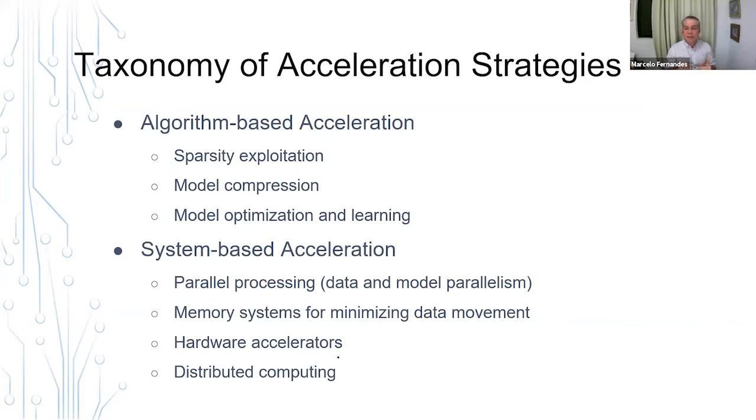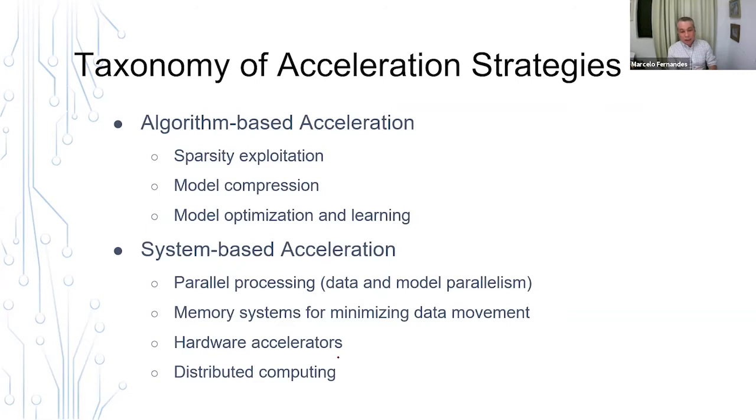I don't need to change the hardware to accelerate deep learning inference, for example. I can use the same hardware, but accelerate by changing the algorithm. When I talk about algorithms, I make three divisions: sparsity exploitation, model compression, and model optimization learning, which I'm going to talk about later.